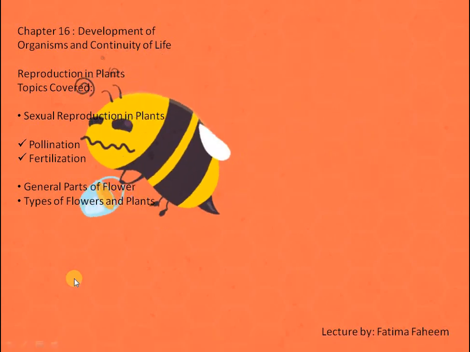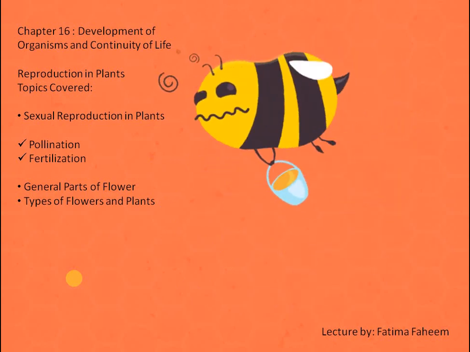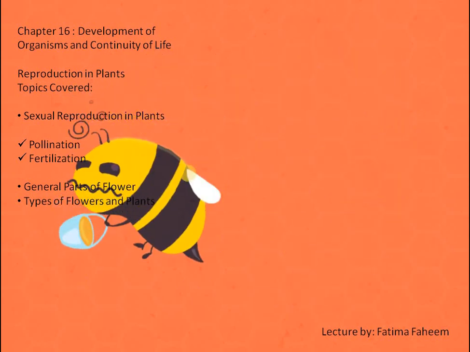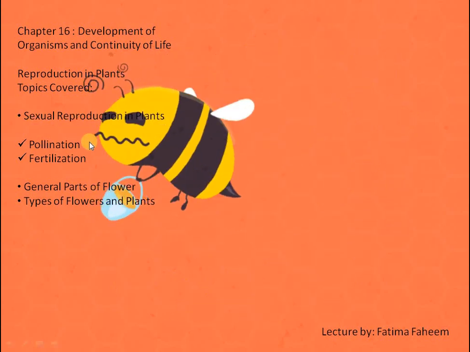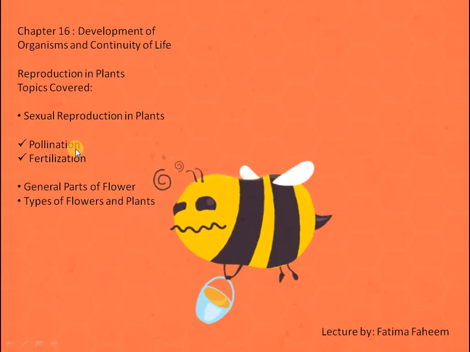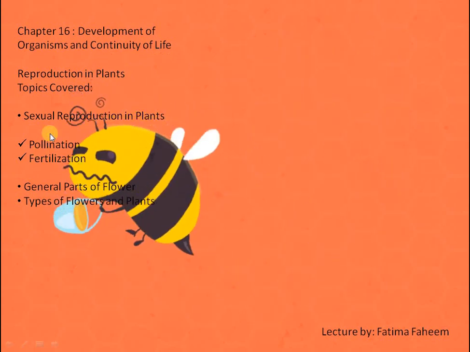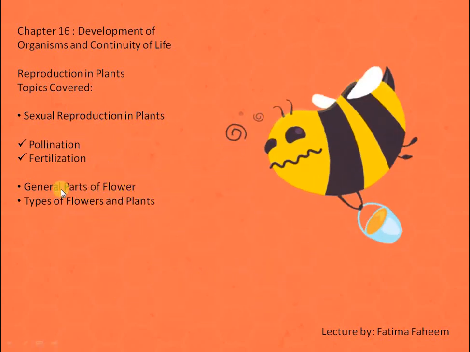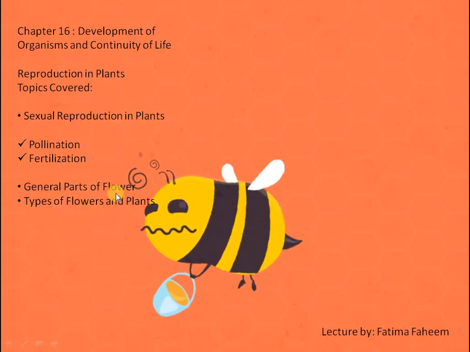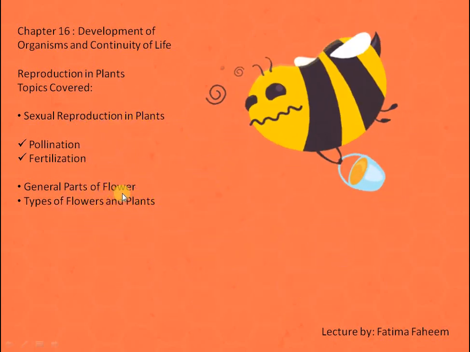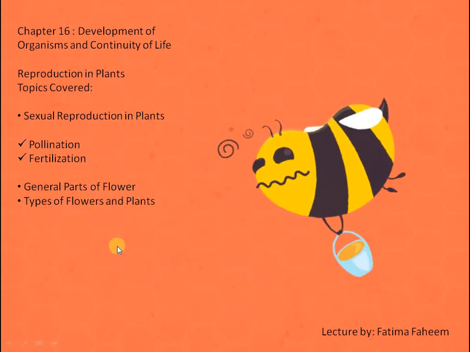Okay, this is chapter 16, Development of Organisms and Continuity of Life. We are looking at reproduction in plants, where we have to study sexual reproduction today, which involves two important processes: pollination and fertilization. To study these two processes, we must know the general parts of the flower, because flowers are the sexual reproductive organs of plants. For that, we also need to know different kinds of flowers and plants.